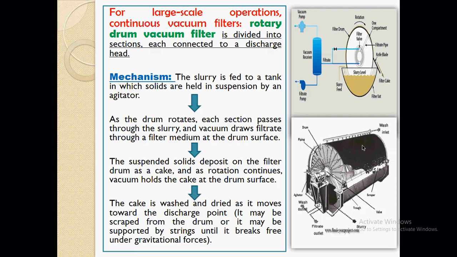The suspended solid deposits on the filter drum as a cake, and as the rotation continues, the vacuum holds the cake at the drum surface. The cake is washed, and can be removed by knives, or they can wash it away and dry it as it moves toward the discharge point. It may be scraped from the drum, or it may be supported by a string until it breaks free under gravitational forces. So there's always a knife that rotates over these layers to scrape away the cake, or we can wait until it is accumulated in a large quantity and it will come down by gravitational forces.